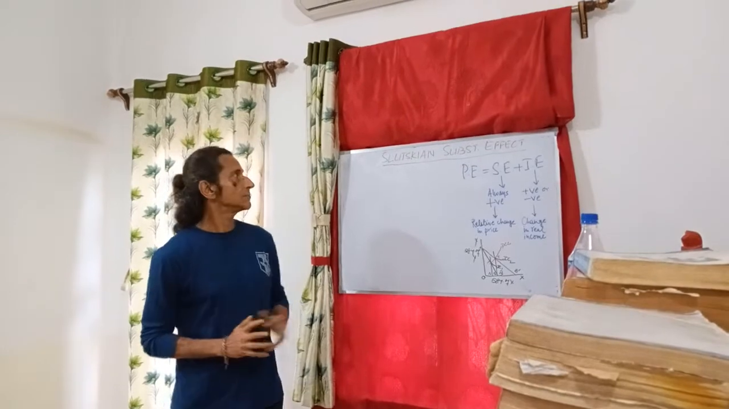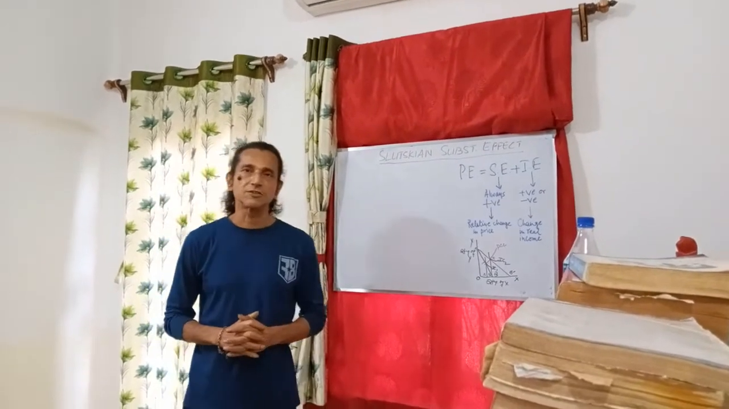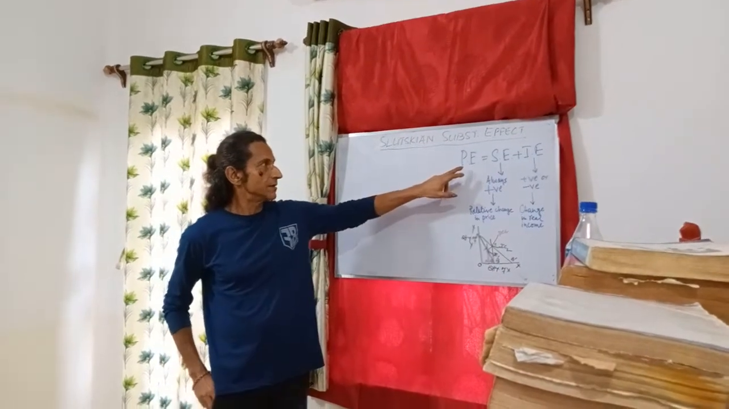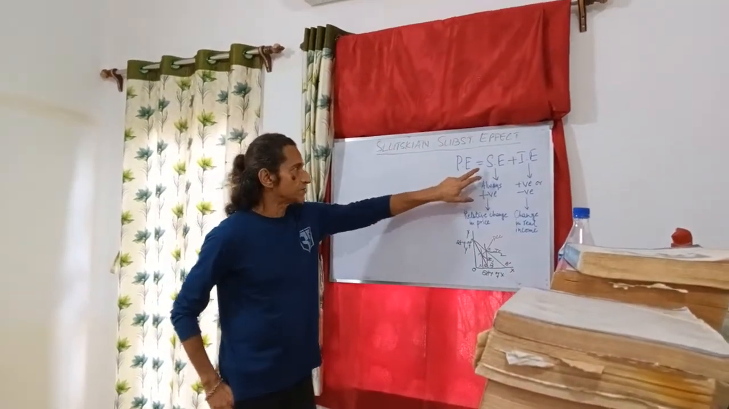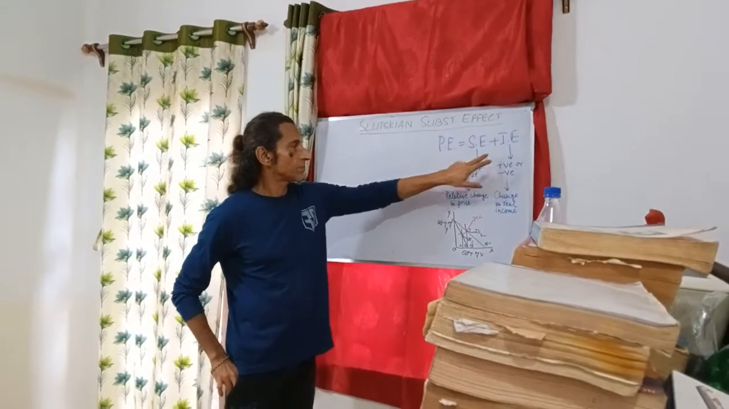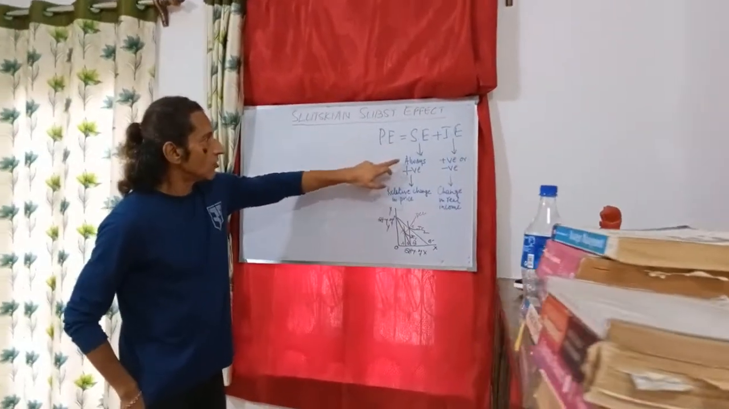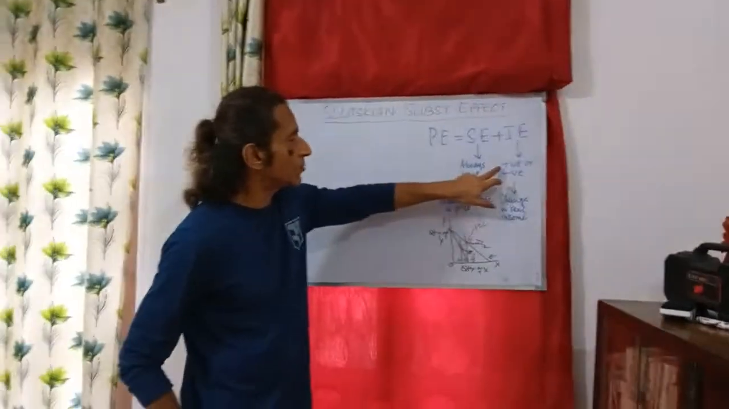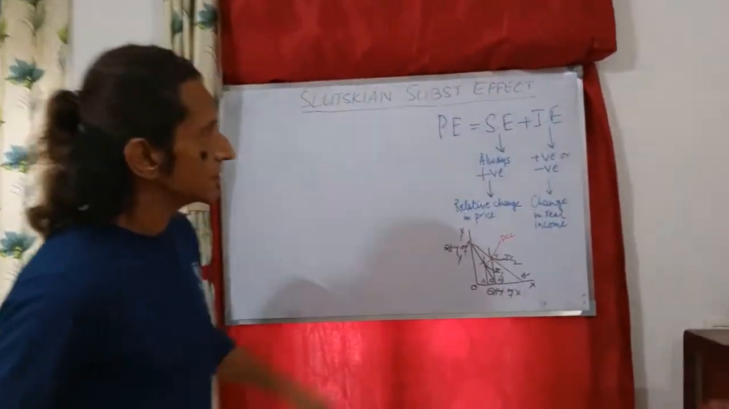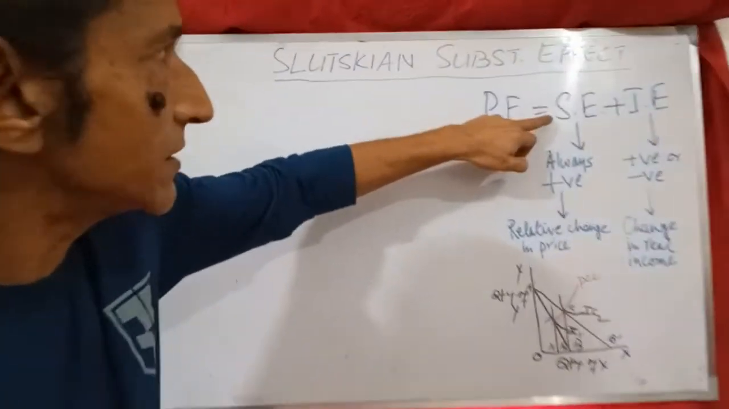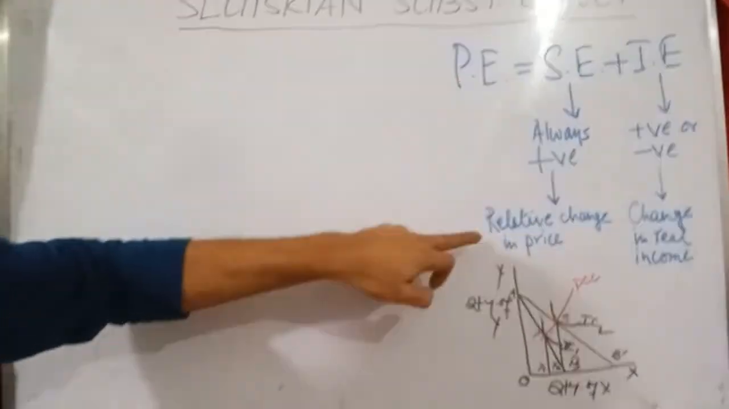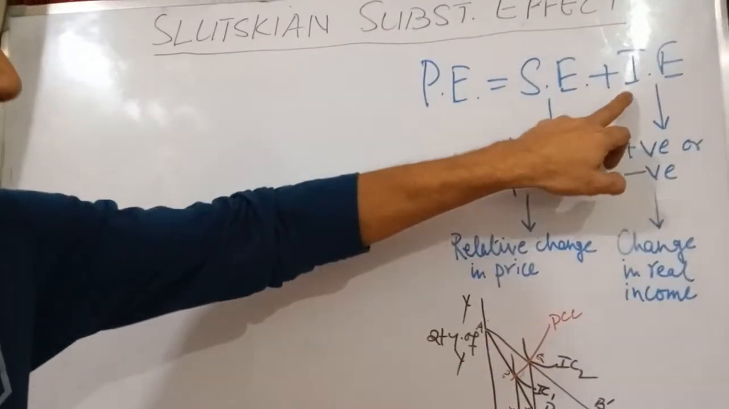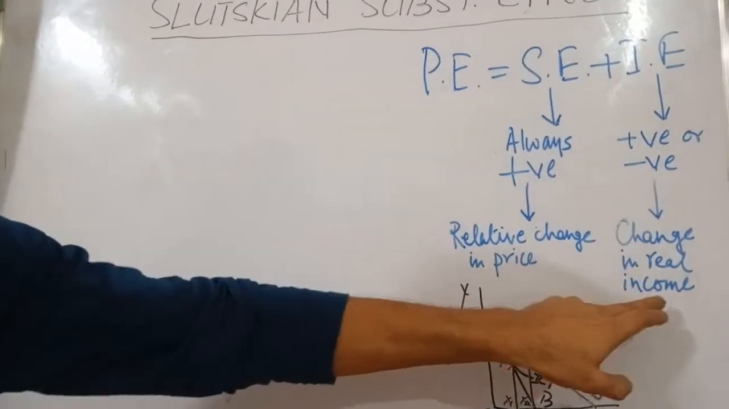Today's video is on Slutsky's substitution effect. Price effect is a summation of substitution effect and income effect. Substitution effect is always positive. Income effect can be either positive or negative. Substitution effect arises due to relative change in price and income effect arises due to change in real income.